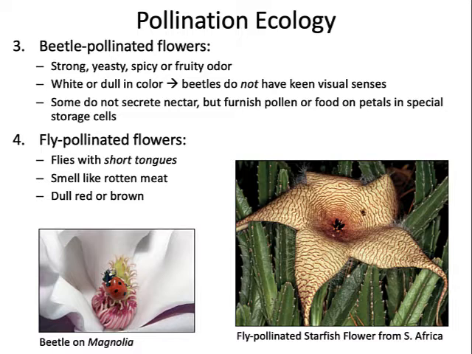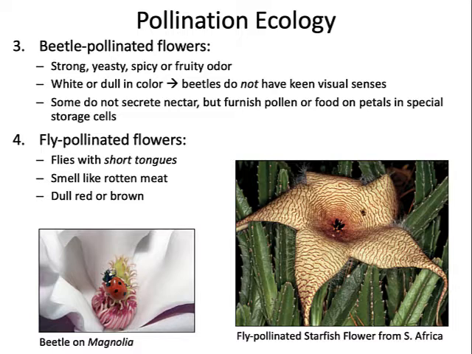Fly-pollinated flowers tend to be unique, especially those that are pollinated by flies with short tongues. These are going to be flowers that usually smell like a corpse or rotten meat. They attract flies in because the flies think it's a dead body that they can lay their eggs in for their maggots to be born. But it's a trick because it's a flower, and the flies end up doing that outcrossing for these flowers.